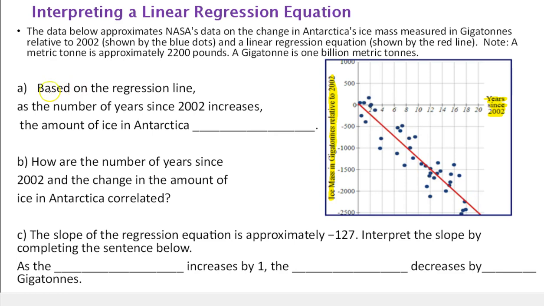So, based on the regression line, which is the red line, as the number of years since 2002 increases, the amount of ice in Antarctica blank. So we want to see a trend as the number of years since 2002 increases. So if we start at 0 and we move to the right, what does the line do? Well, we'll start here and notice the line is going downwards. So that means the amount of ice is decreasing.